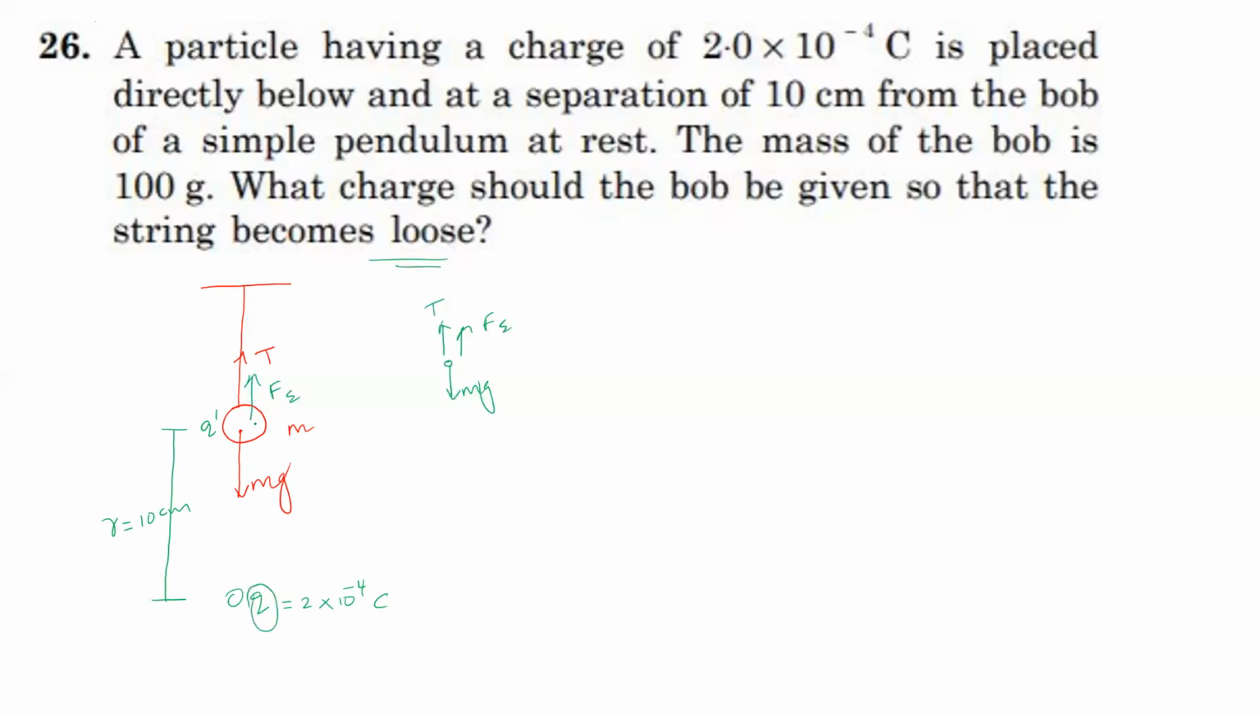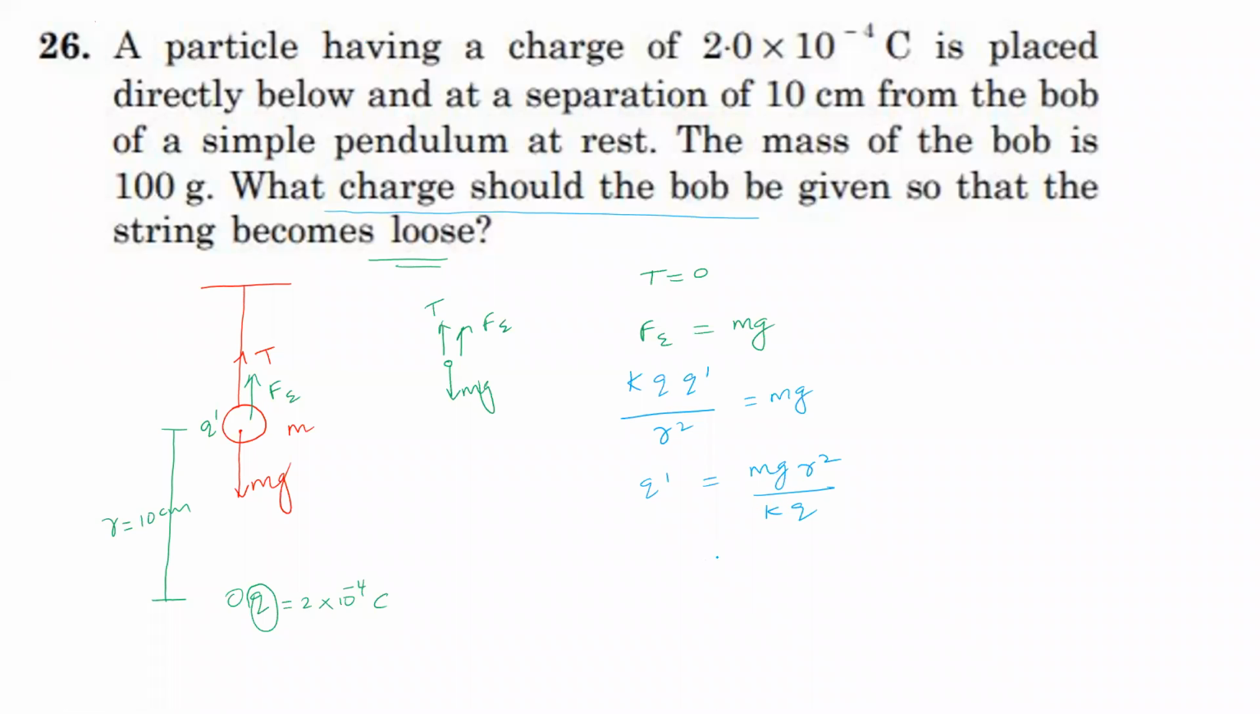For the string to become loose, tension should be 0. That means electrostatic force should balance mg force. Now electrostatic force, we know the formula k q1 q2 by r square. Here k, q1 is q, q2 is q', divided by r square, is equal to mg. Actually we need to find what charge should be given to this bob so that the string becomes loose. That means we have to find q'. q' is equal to mg r square divided by k q.